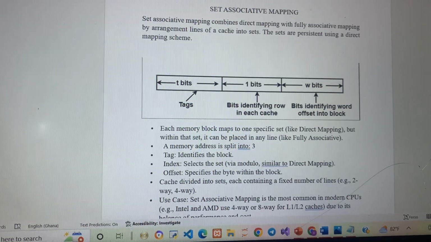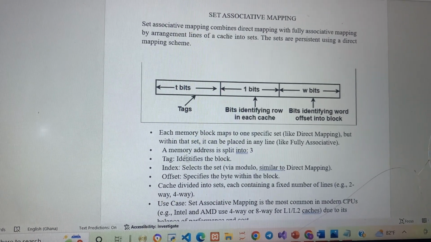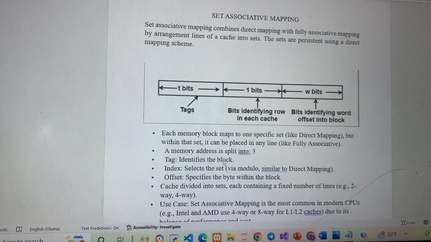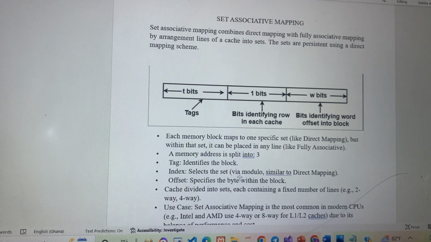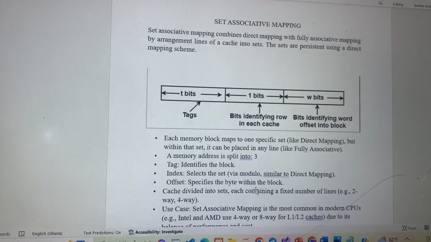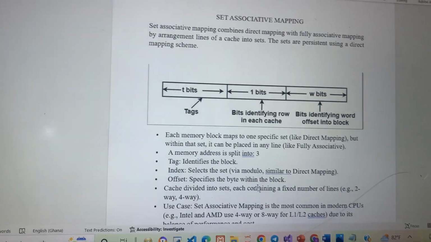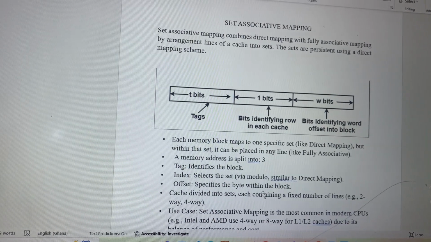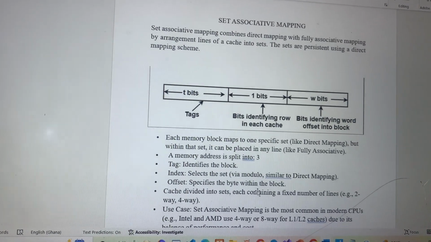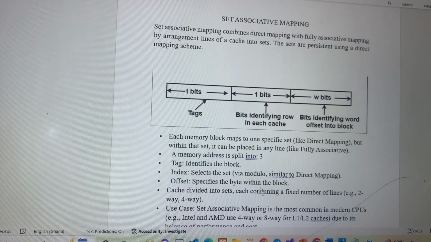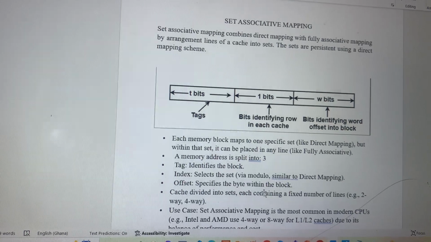The memory address is split into three parts, the tag, the index, and the offset, just like direct mapping. The tag identifies the block, the index selects the set, and the offset specifies the byte within the block. Here, the cache is divided into sets, each containing a fixed number of lines, like two-way and four-way.